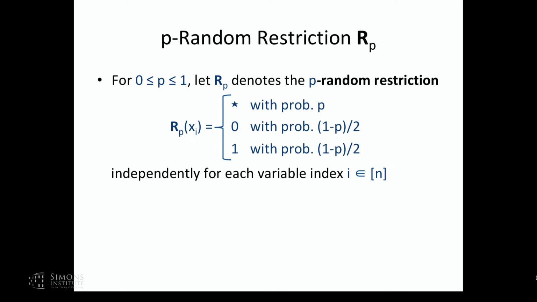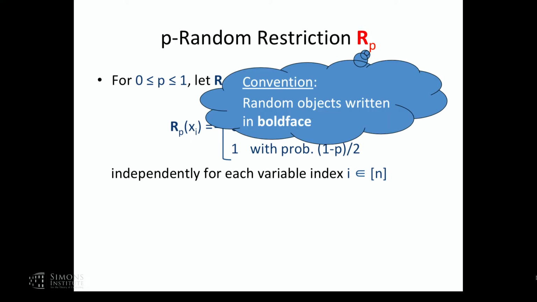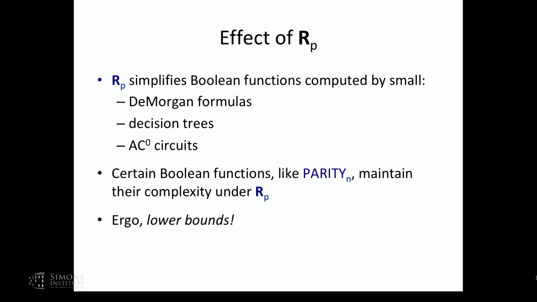Okay, so next, the most important random restriction that we'll be looking at is the p-random restriction. This is denoted R_p. As I said before, independently for each variable, each coordinate, we leave it free with probability p and set it to 0 or 1 with equal odds otherwise. A convention throughout the talk: random objects will be written in boldface.